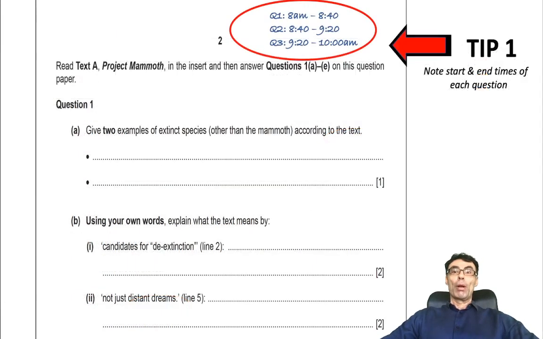Tip 1. Write the timings at the top of each section to help you stay on track. If your exam starts at 8 AM, for example, then question 1 should be done by 8:40, question 2 by 9:20 and the whole thing by 10 o'clock. Put them there at the start of the exam.